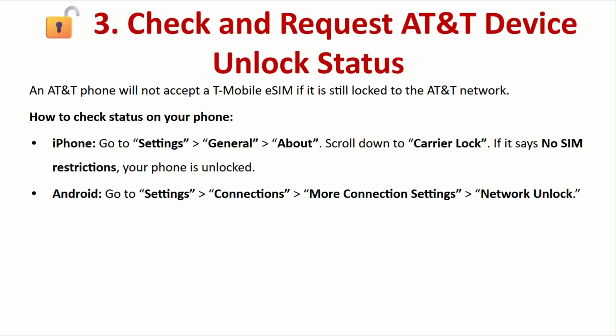Next, check and request AT&T device unlock status. Now, how to check the status on your phone? On your iPhone, go to Settings, then General, then About. Now scroll down to Carrier Lock. If it says No SIM restrictions, your phone is unlocked. For Android, go to Settings, then Connections, then More Connection Settings, then go to Network Unlock.